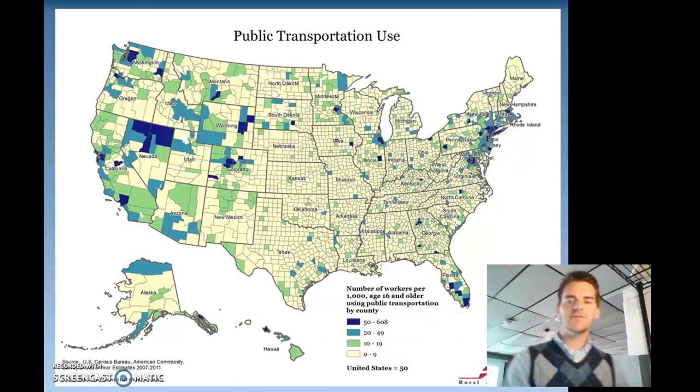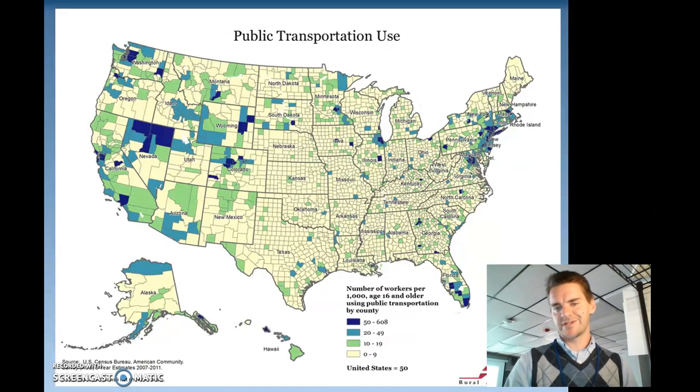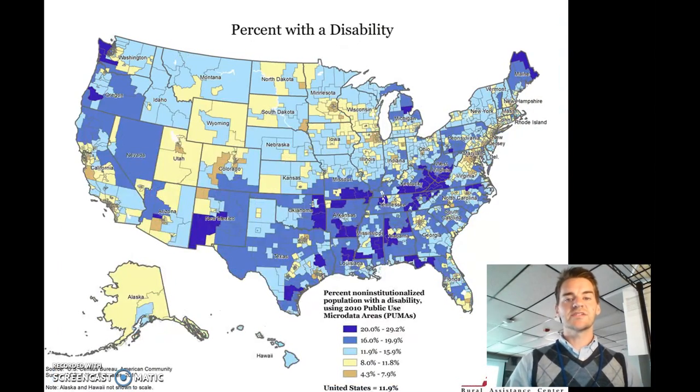Let's skip through the next few. This one has to do with public transportation use. If you'd like to see this one in greater detail, I would encourage you to pause the video. Again, you see that in places where there are big cities, there's a much greater use of public transportation, which kind of makes sense. Here is the percentage of Americans with a disability. Again, interesting observation about the South. Much higher percentages of individuals with disabilities.